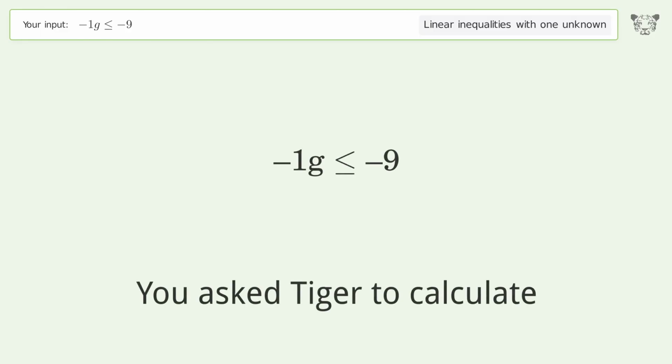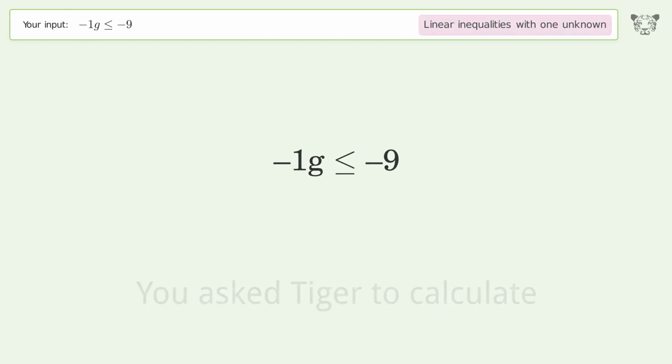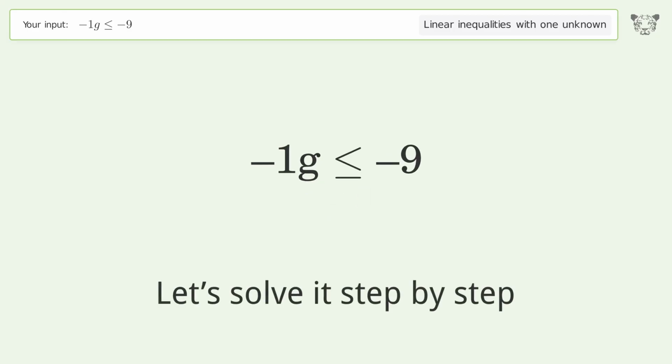You ask Tiger to calculate. This deals with linear inequalities with one unknown. The final result is g equal or greater than 9. Let's solve it step by step.